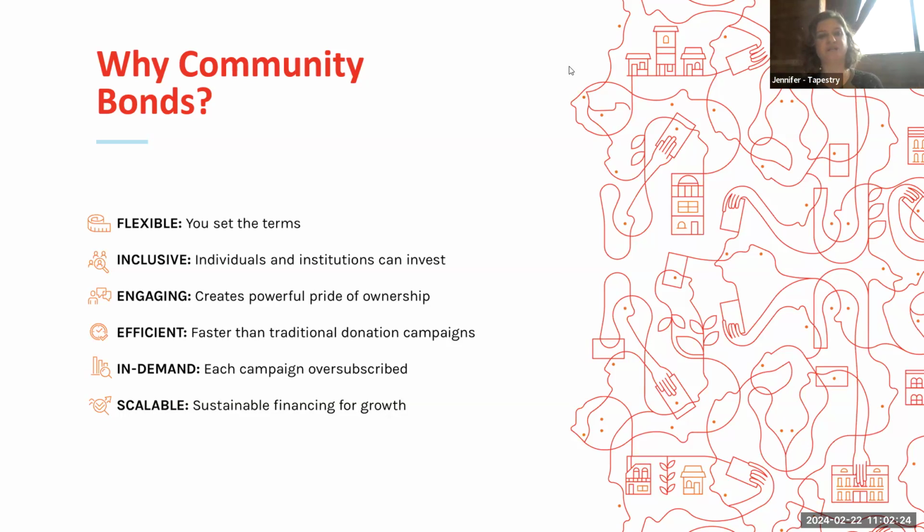The campaigns are generally oversubscribed. They're in demand, and Canadians want these opportunities. And an organization like United Housing can scale. So you can finance your first project and then continue on and finance subsequent projects, because your investors usually want to stay with you for the long term.